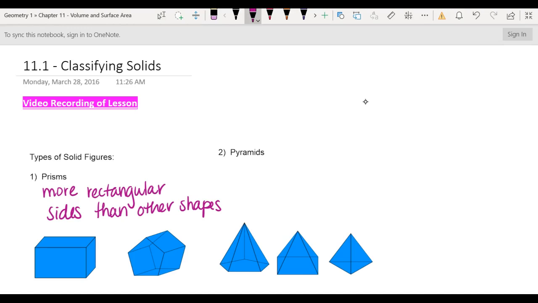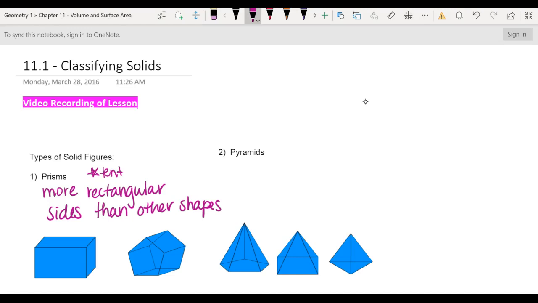Do you see why people maybe get that one wrong? Yeah, they sometimes think it's a pyramid. It's not a pyramid because there are more rectangles than triangles. Maybe put a star: a tent is a prism.